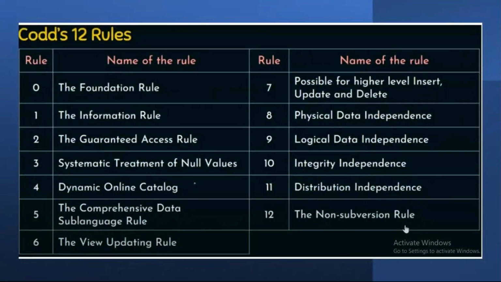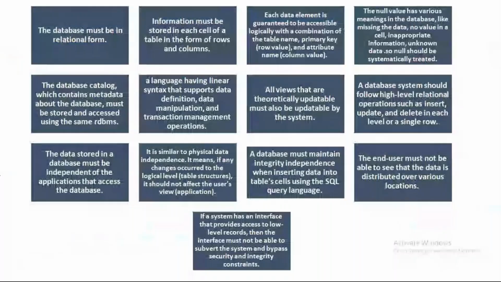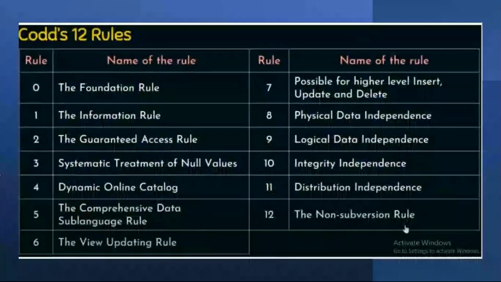We have many rules? No, only 12 we have. Don't think we have many. But from all these, don't panic thinking I have to remember all of these. No. Moving forward, you will be remembering all of those. So these just indicate this information. That's it. One is a foundation rule, information rule, guaranteed access rule, systematic treatment of null values, dynamic online catalog, anything like this.